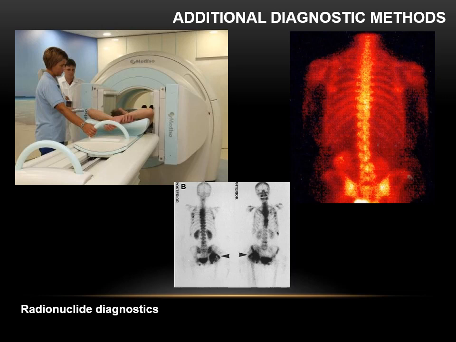There are a number of special radiopharmaceutical drugs that have tropism to the bone, which are guaranteed to accumulate directly in the bone. And accordingly, if they accumulate in the bone damaged by the tumor, this allows you to clearly localize this tumor.